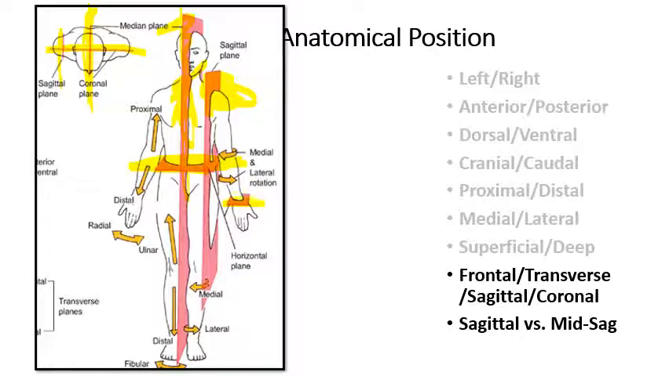Here's another transverse plane cut through the wrist as opposed to the abdomen. Right? So those are the terms for making imaginary cuts through the human body and then looking to see what's inside.